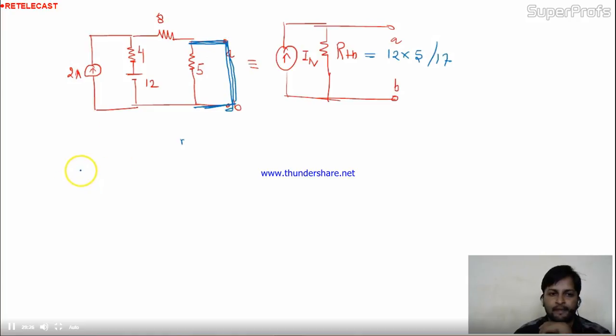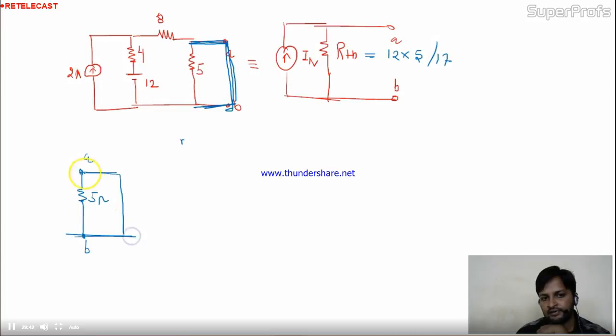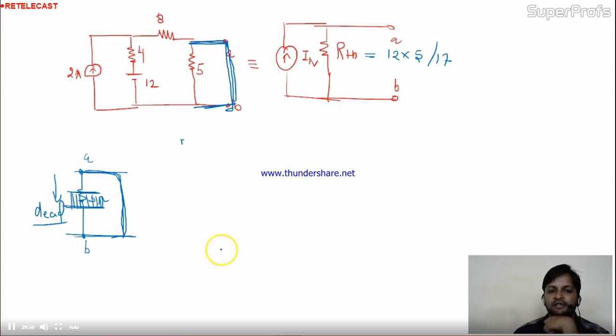Remember one thing. If you are having two terminals A and B like this, and in between these two terminals a 5 ohm is connected, and suppose you short circuit these 2 points by another branch, it means now you can remove this 5. Why? Because there is zero importance now of this resistor, because once you short circuit it, there is no current in this. This will become dead.